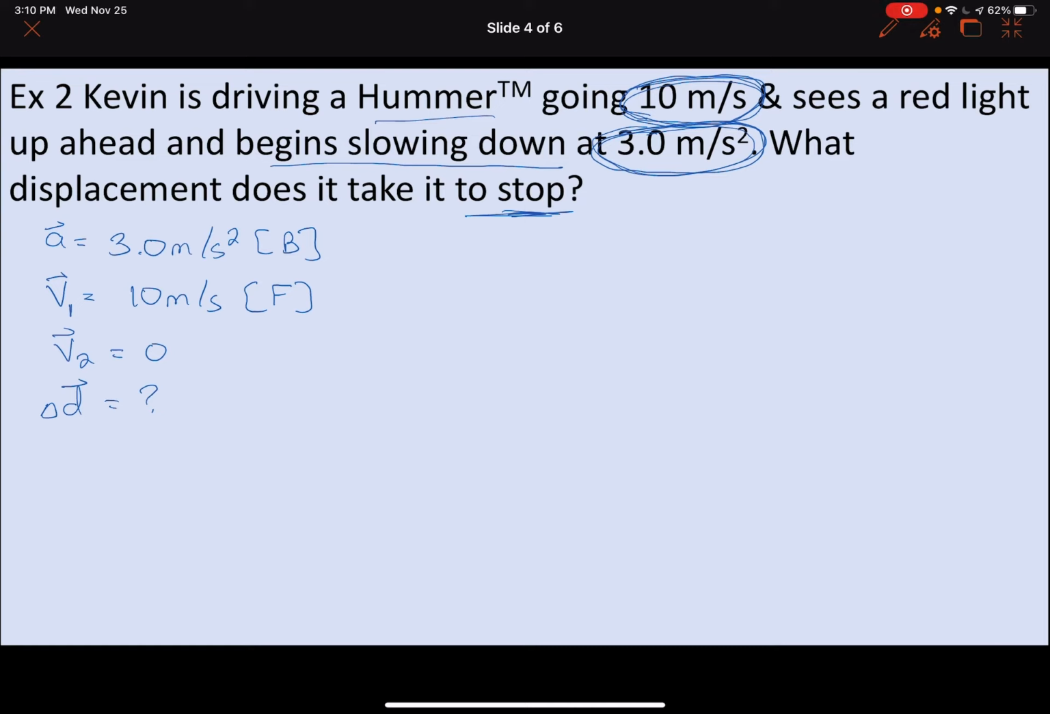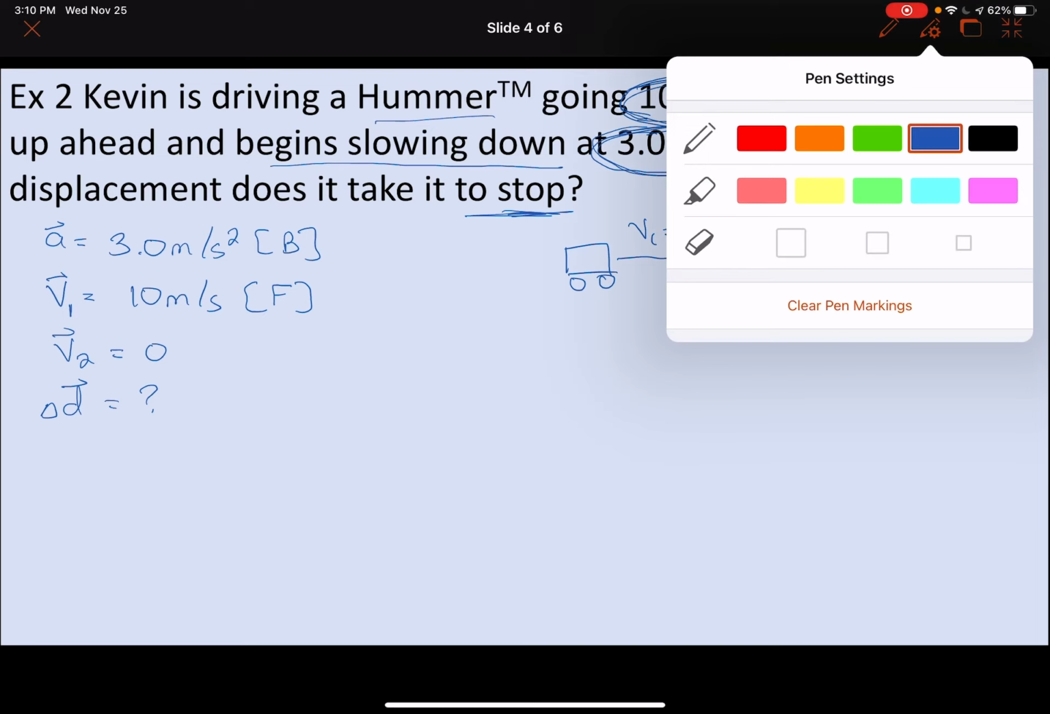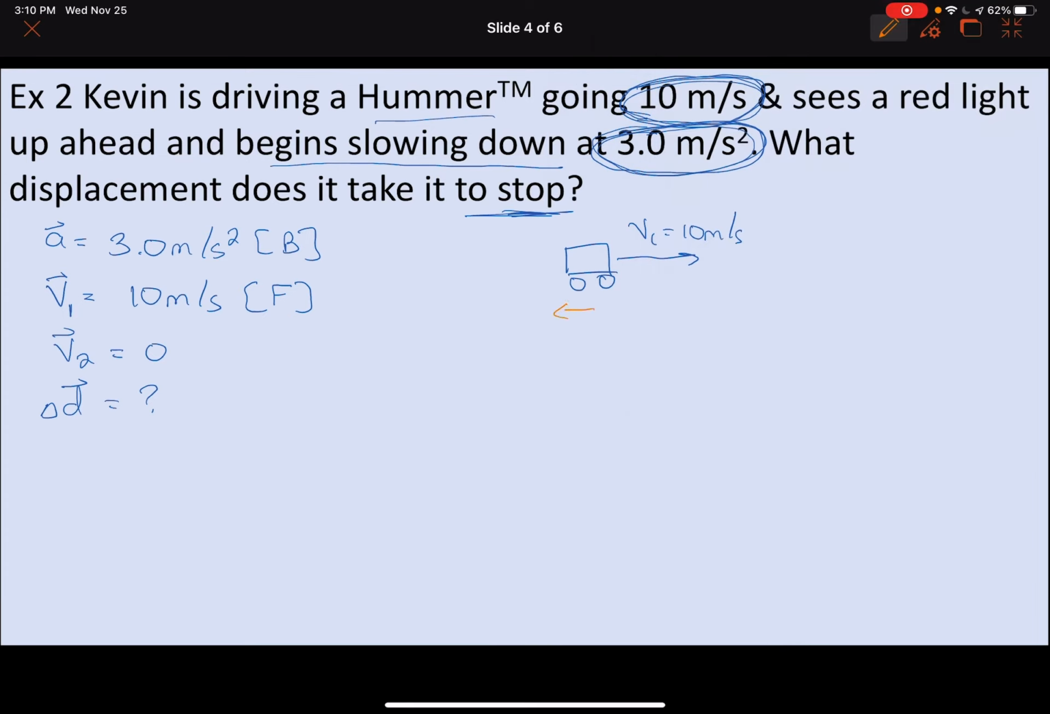If you wanted to picture what's going on, a Hummer is basically a big box on wheels. So here's the Hummer. It is going 10 meters per second this way, but it is slowing down. Okay, so its acceleration is back this way, which means it's going to slow down and stop. Eventually it stops over here. So V2 is 0. I'll put some zoomy lines here to show how fast it's going, and by the time it comes to the right over here, V2 is 0, it's going to stop.